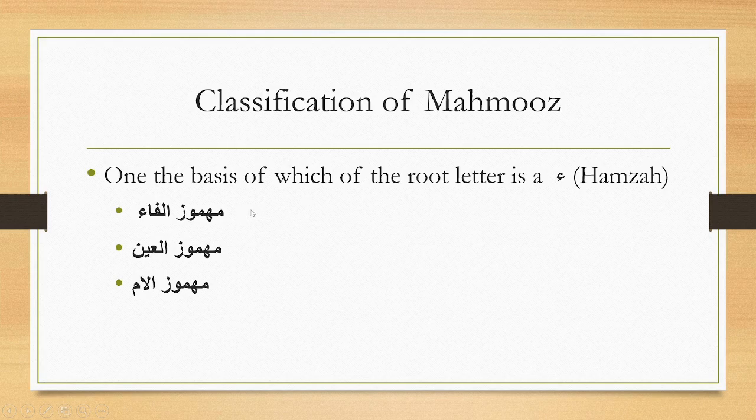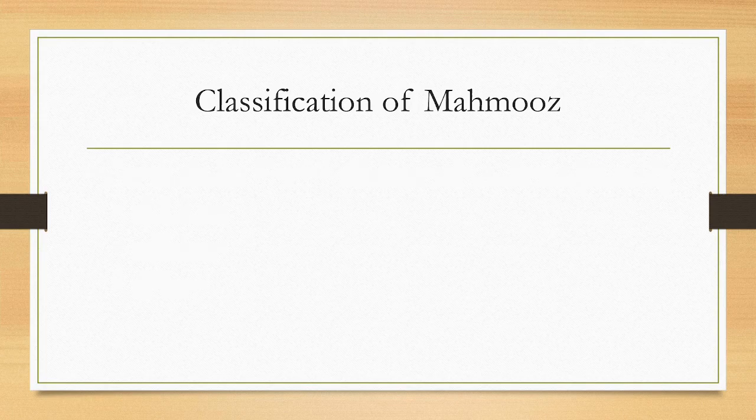Suppose the fa letter is a hamza, we call it Mahmooz al fa. If the ain letter is a hamza, we call it Mahmooz al ain. And if the lam letter is a hamza, we call it Mahmooz al lam. Mahmooz al fa is when the fa letter is a hamza, and an example of it is akala. Here the fa letter, the first root letter, is a hamza.